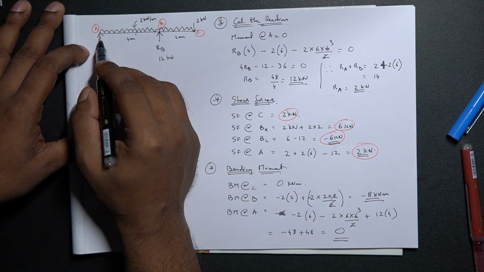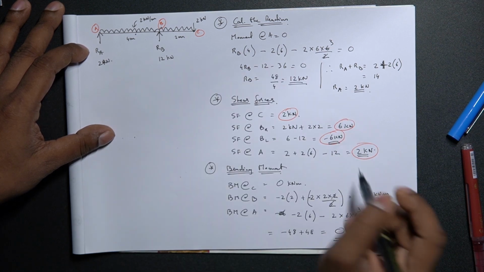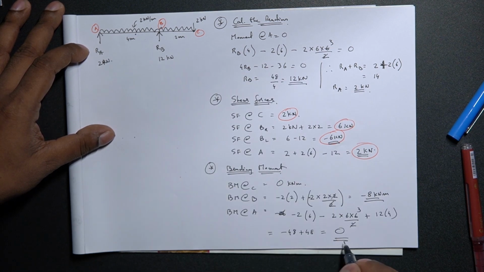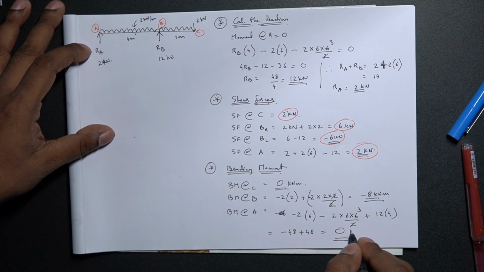So at point A we'll be having 0 bending moment, and at point C we'll be having 0 bending moment.